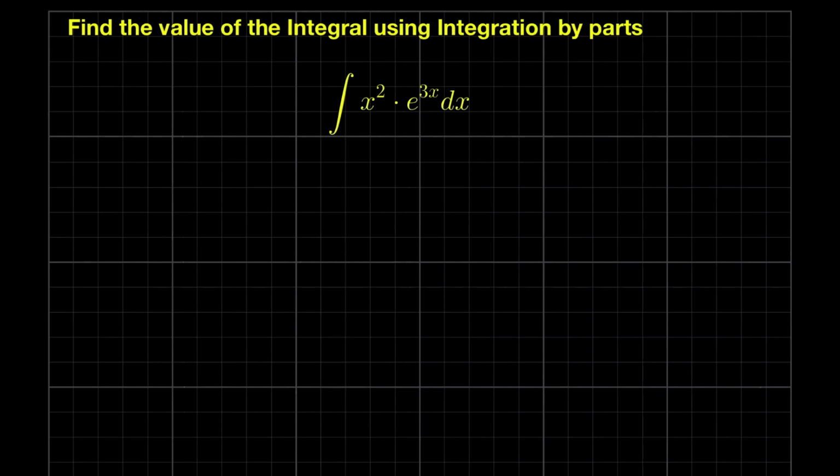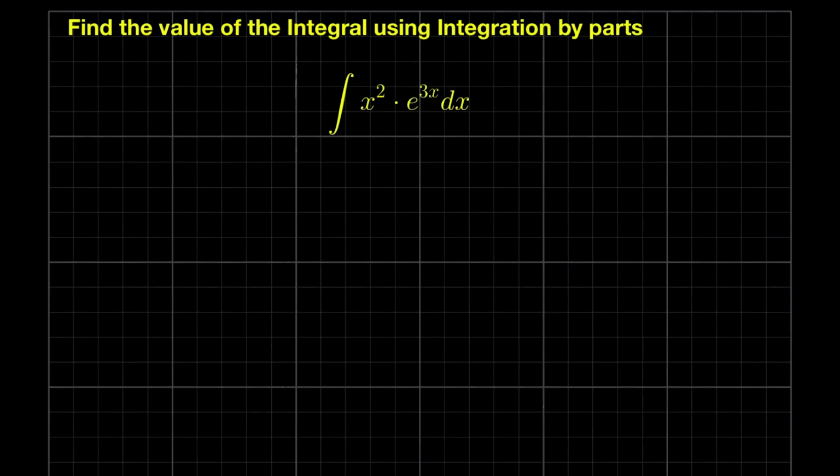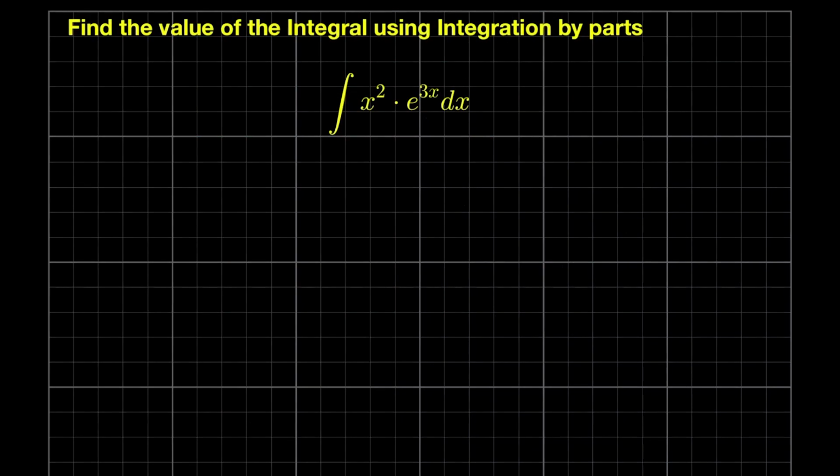So in this question, he wants me to find the value of the integral of x squared multiplied by e to the power of 3x dx using the integration by parts method. This type of question usually comes in exams because there is a specific trick that we will realize in this video. I'll have to use, or let's recall, the formula of integration by parts.